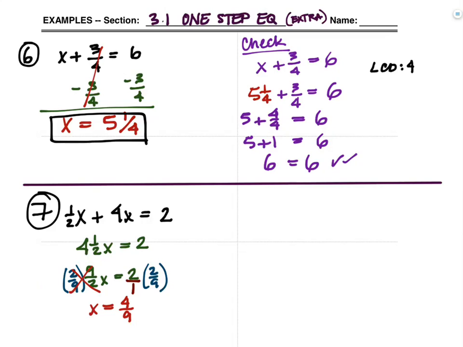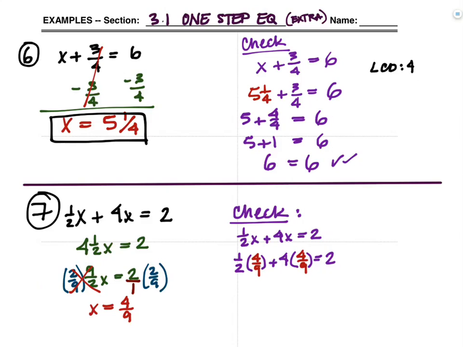Let's go ahead and check our answer to see how we did on this. So our check is going to be rewriting the exact original equation. And then we're going to want to plug in and substitute our answer, since we're not sure if our solution is correct. So rewriting 1/2 x plus 4x equals 2. And then plugging in where we see x, the 4/9. So 1/2 times 4/9 plus 4 times 4/9 equals 2.